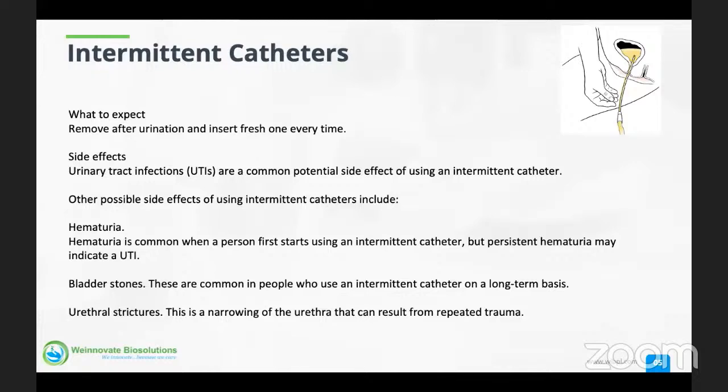Bladder stones are common in people who use intermittent catheters on a long-term basis. Ideally, it is not for long-term use. And urethral strictures, which is narrowing of the urethra that can result from repeated trauma. People who insert an intermittent catheter on their own repeatedly over many months have a higher risk of urethral strictures.